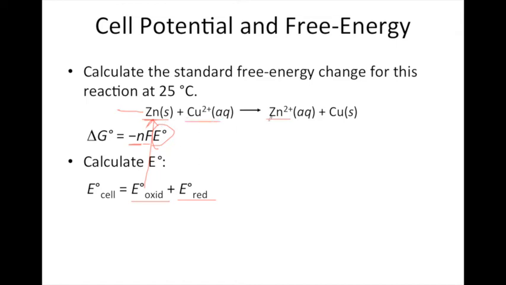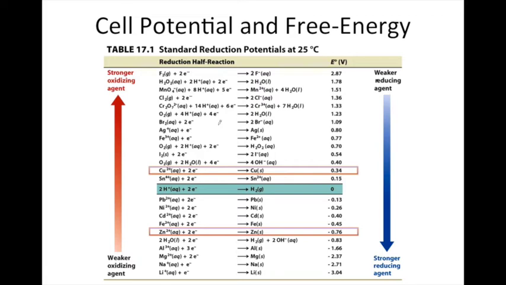The copper is gaining electrons, going from +2 to 0 in oxidation number. So I need the standard reduction potential for copper. We get those from our table. The standard reduction potential for copper is 0.34 volts. The standard reduction potential for zinc is negative 0.76 volts. Of course, zinc is being oxidized, so we have to flip the equation to get it to be oxidized. And when we do, we change this voltage from negative 0.76 to positive 0.76.